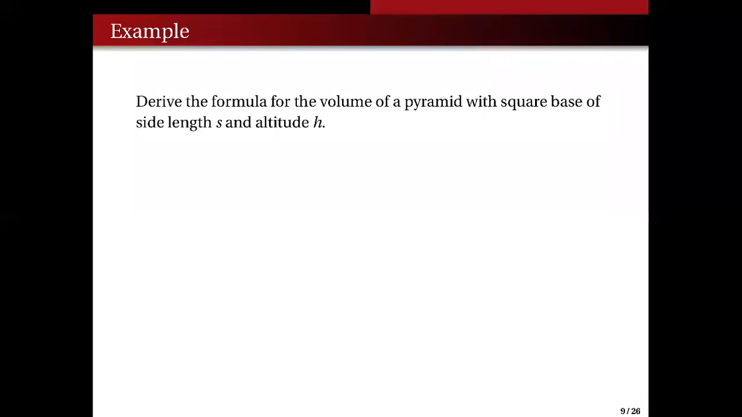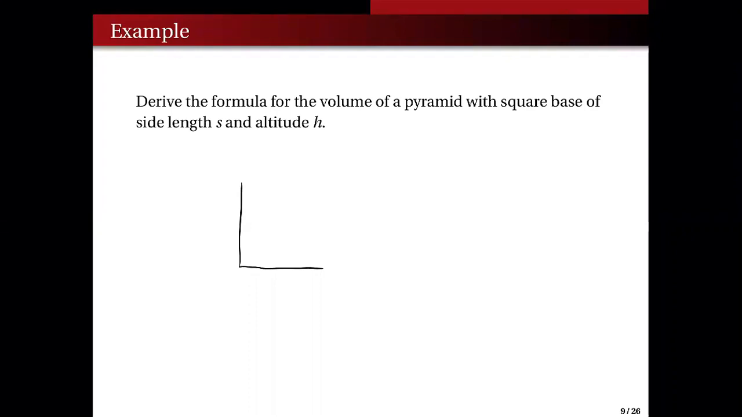So let us consider this example. We want to derive the formula for the volume of a pyramid with square base of side length S and altitude H. So let us visualize the situation. Suppose this is your Cartesian plane, and then let's look at it in the three-dimensional space. So you have the pyramid that will look something like this.